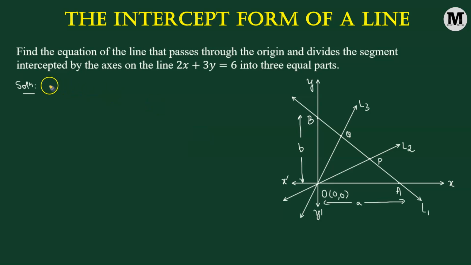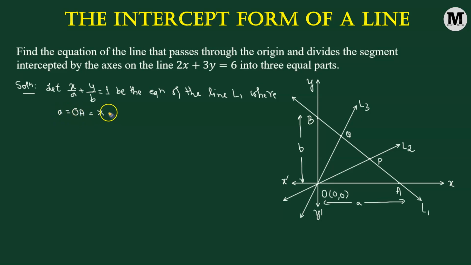To begin with, we're going to consider the intercept form of the line. So let x/A + y/B = 1. This is the intercept form of the line. We're supposing that this is the equation of the line L1, where we have supposed A to be equal to OA, which is the x-intercept of the line, and B is equal to OB, which is the y-intercept of the line.